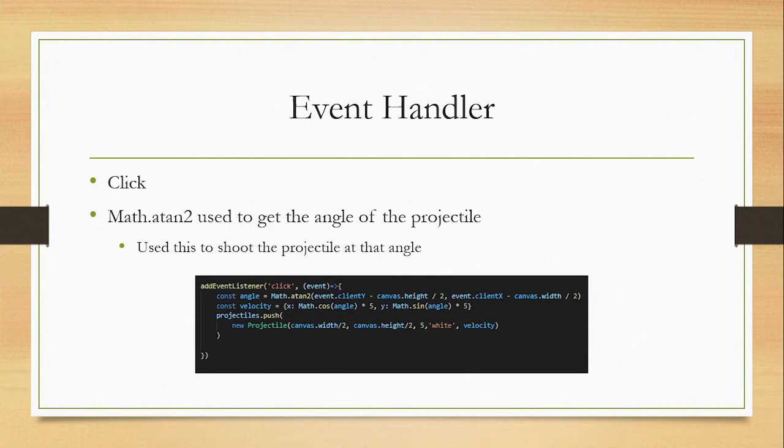My event handler takes in a click. As you can see, I have a Math.atan2 here with event.clientY and event.clientX, which is basically where my mouse is clicking on the screen. I subtracted the height of the canvas divided by 2 from Y, and the width of the canvas divided by 2 from X, which is where my player is, at dead center. And here's the velocity. I used Math.cosine for X for the angle, and then sine for Y, and I multiplied them by 5 to make the projectiles move a bit faster. As you can see here, I did projectiles.push, which pushes it to the array.